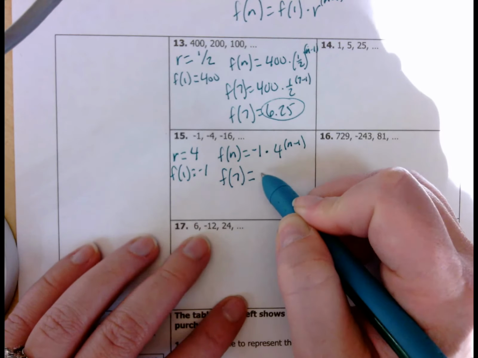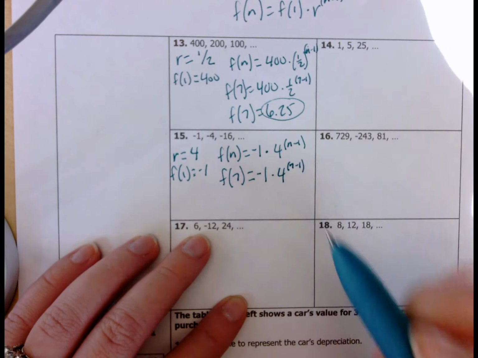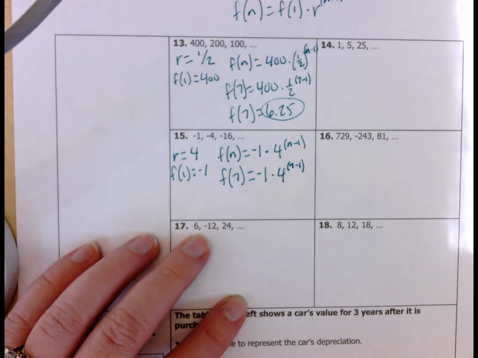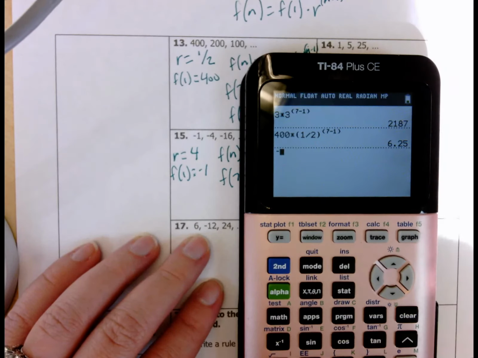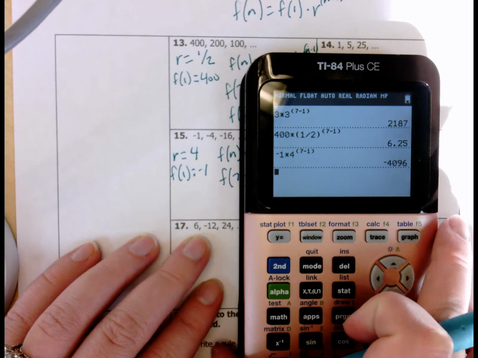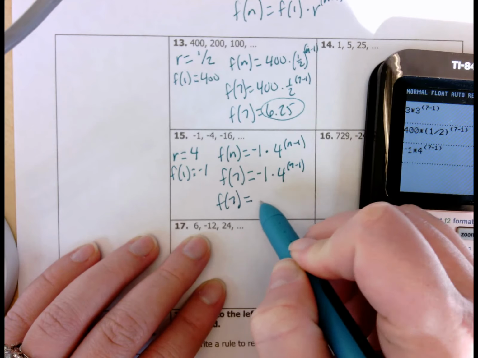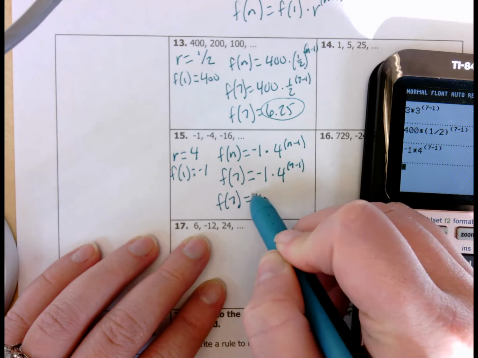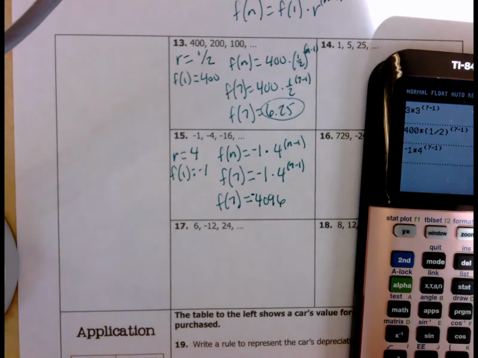So we plug it in, -1 times 4 raised to the 7 minus 1, or raised to the 6th power, because 7 minus 1 is 6. So we're going to take that and plug it in. Negative 1 times 4 raised to 7 minus 1. Press enter, and we find that the 7th term is negative 4,096.